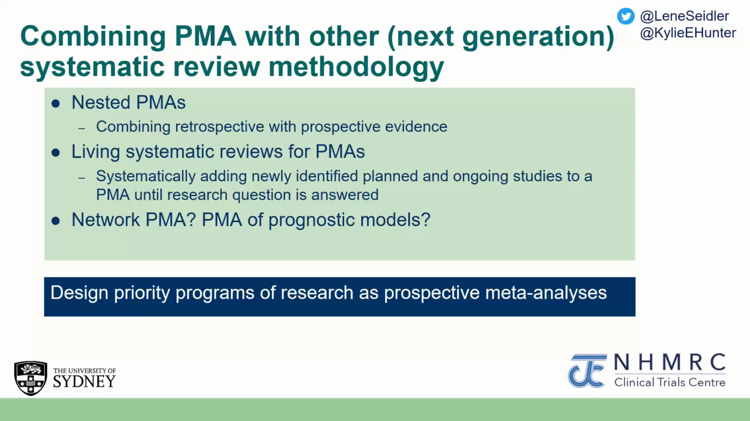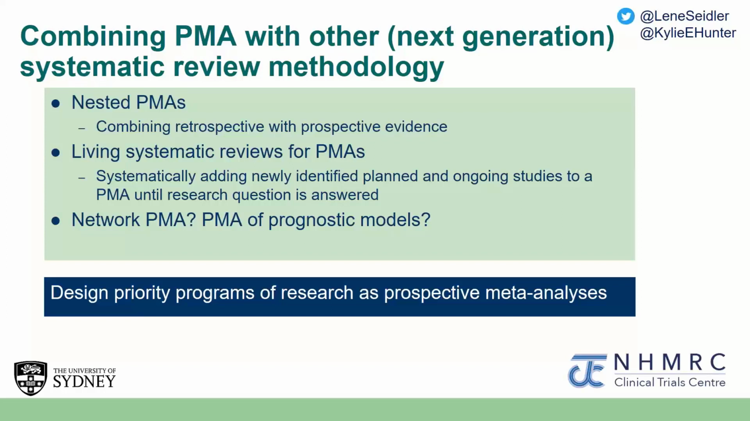We also can see possibilities for living systematic reviews for PMAs. Living systematic reviews describe systematic reviews that are frequently updated following pre-specified rules, and they address very similar research questions to PMA: high priority questions where a lot of new evidence is expected to emerge. So it may be a good idea to combine these two methodologies by systematically adding newly identified planned ongoing studies to a PMA until we feel we have sufficient power or expected power to answer a research question. But also other new methods, such as network PMA or PMA of prognostic models, could be combined with PMA, because it may enable collecting additional variables or collecting them in a way to make these methods more powerful.